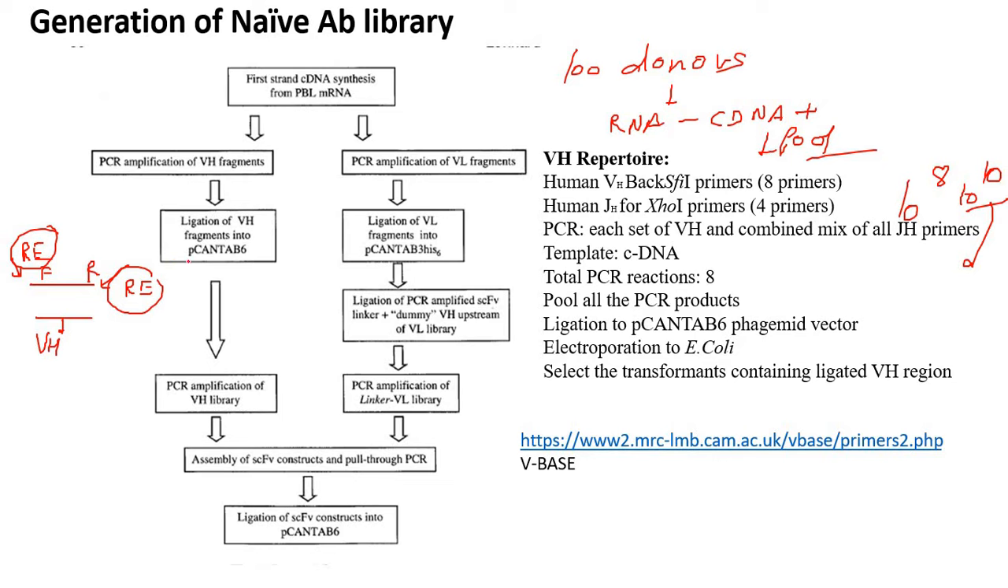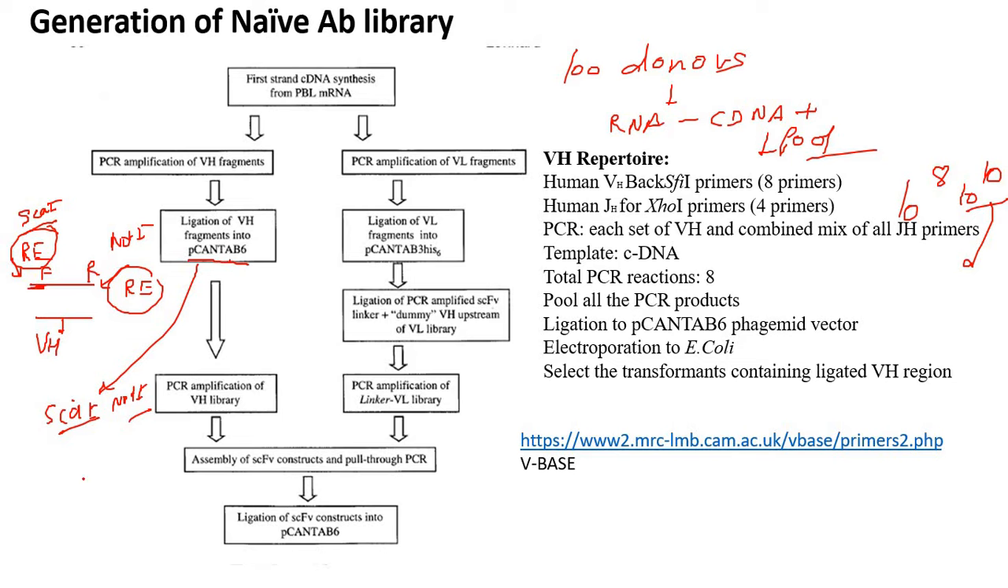Now you have this vector, which is the pCANTAB. You can use other vectors as well, and then you will digest the vector with the same restriction enzymes. Let's say if it is SfiI or NotI, then you have to digest this vector also with SfiI or NotI. So you have to study this vector, how many sites it has, and once you know which restriction enzymes it has, you can design the primer that has these restriction sites. Then you will add them in the forward primer.